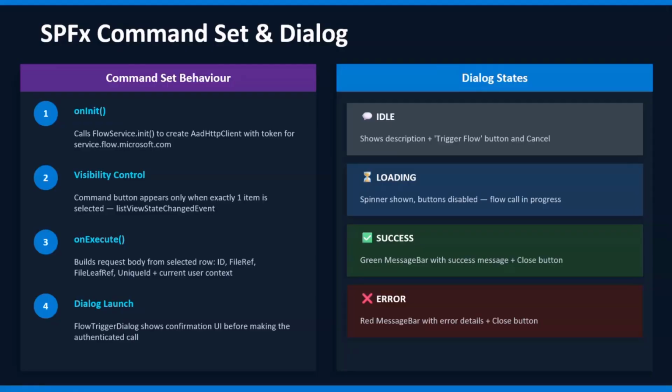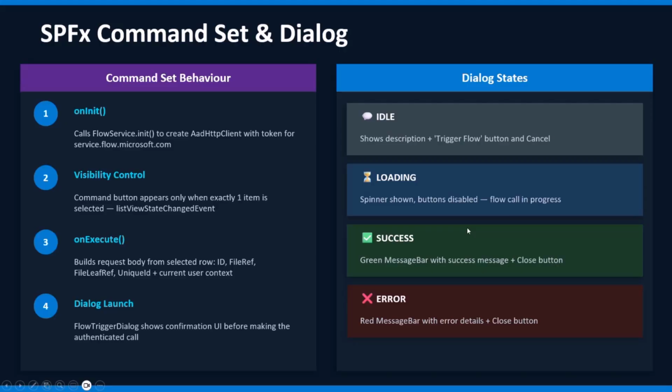So what happened when we run the SPFx command set and dialog? First, on initialization, we initialize our flow service, and then once we select any document, we show our command set option that is available, where you can trigger in the document library. Then on execute, we capture the details of that document, and then the dialog gets launched, which is where we trigger the flow. With the dialog statuses, like we have idle and loading, once it's trying to trigger the flow, it's in the loading state. Once it's successfully triggered, it shows you the message bar that it has been triggered.